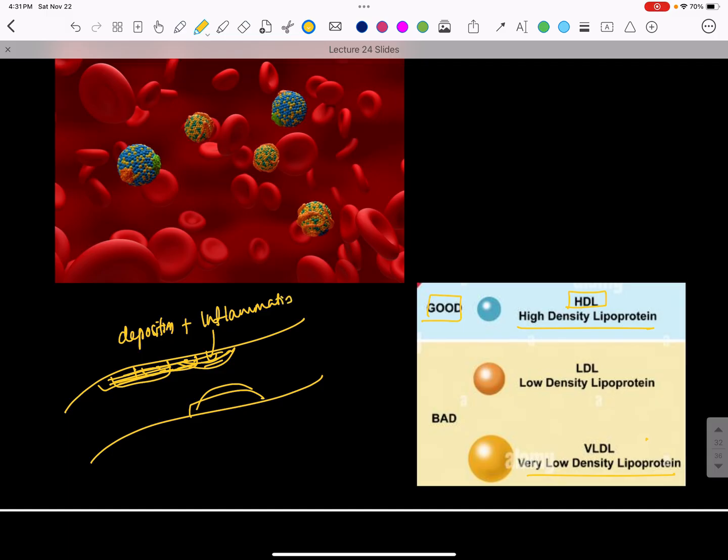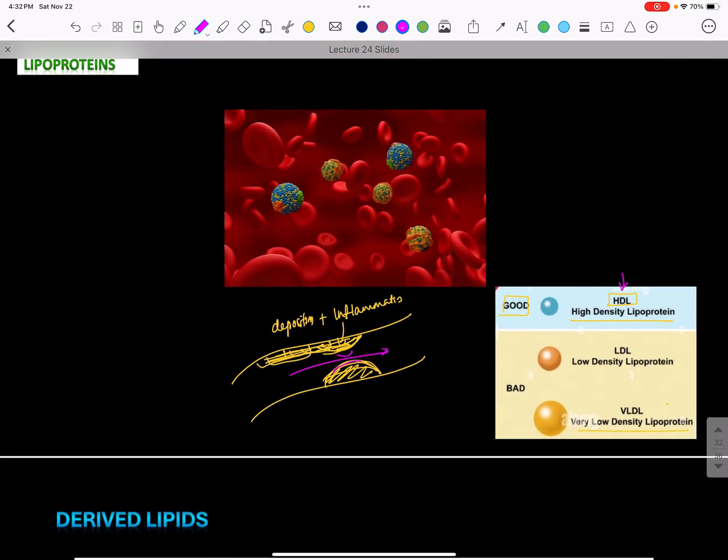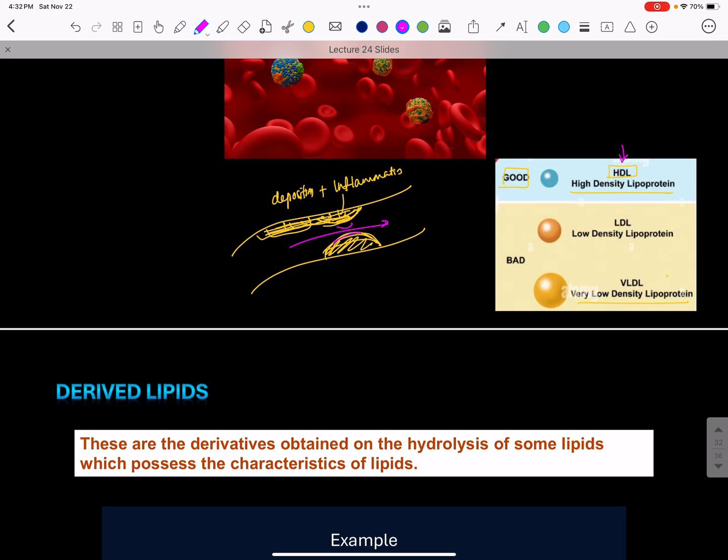So once you have the plaques at the same point, if it starts increasing, then the lumen of the blood vessels will be narrowed down, and that leads to blood clotting. If it is strong enough, then it can block the entire vessel and lead to cardiac issues. So that is the reason we want a higher ratio of HDL to LDL, so that most of the lipids are sequestered into these high density lipoproteins, such that they're taken away from the blood and deposited into the cells.